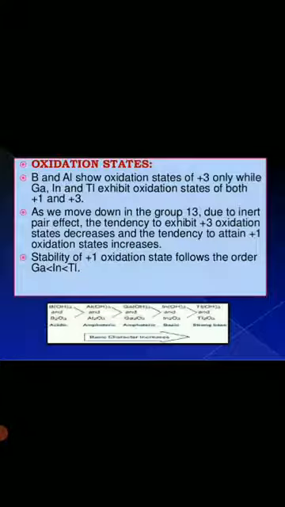Now the oxidation state. From the configuration of group 13, that is ns2 np1, they will show the +1 oxidation state as well as the +3. Boron and aluminium show the +3 oxidation state, while gallium, indium and thallium can show both +1 and +3 oxidation state, though the stability of the +3 oxidation state decreases down the group and the tendency to attain the +1 oxidation state increases, right? So the stability of the +3 oxidation state decreases due to the inert pair effect.